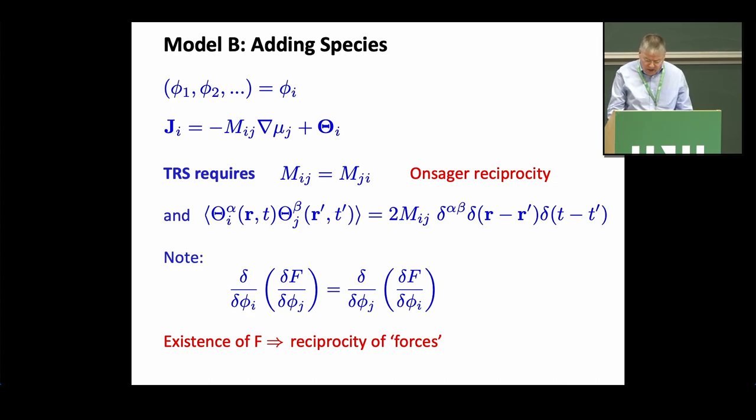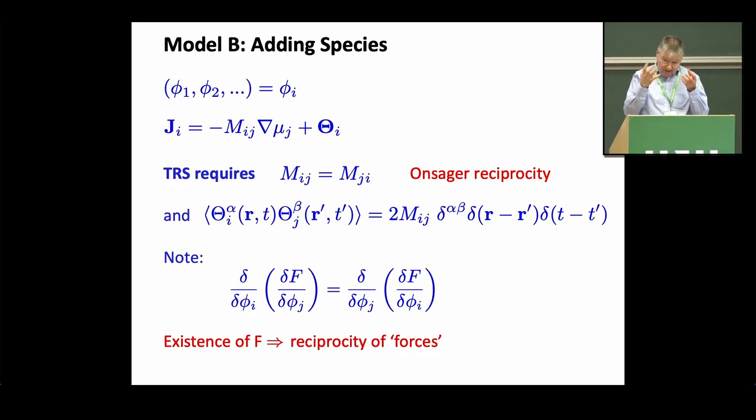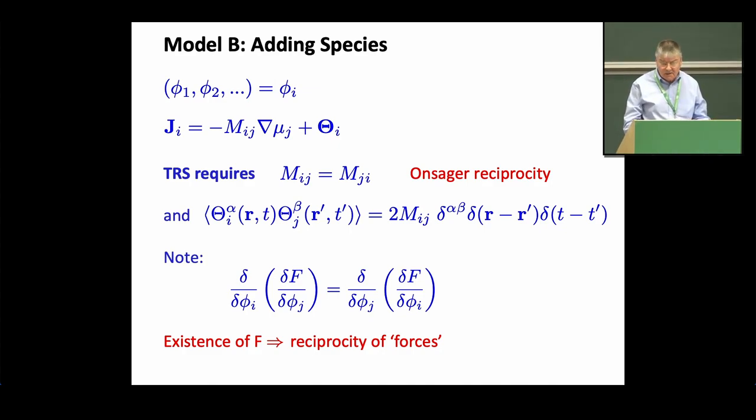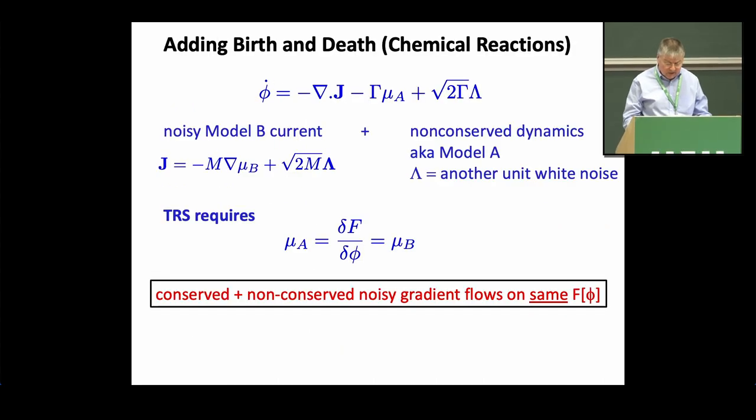So, that will be the case if I have proper interaction forces of a mechanical type stemming from some Hamiltonian or other between my particles. So adding species is fairly straightforward.